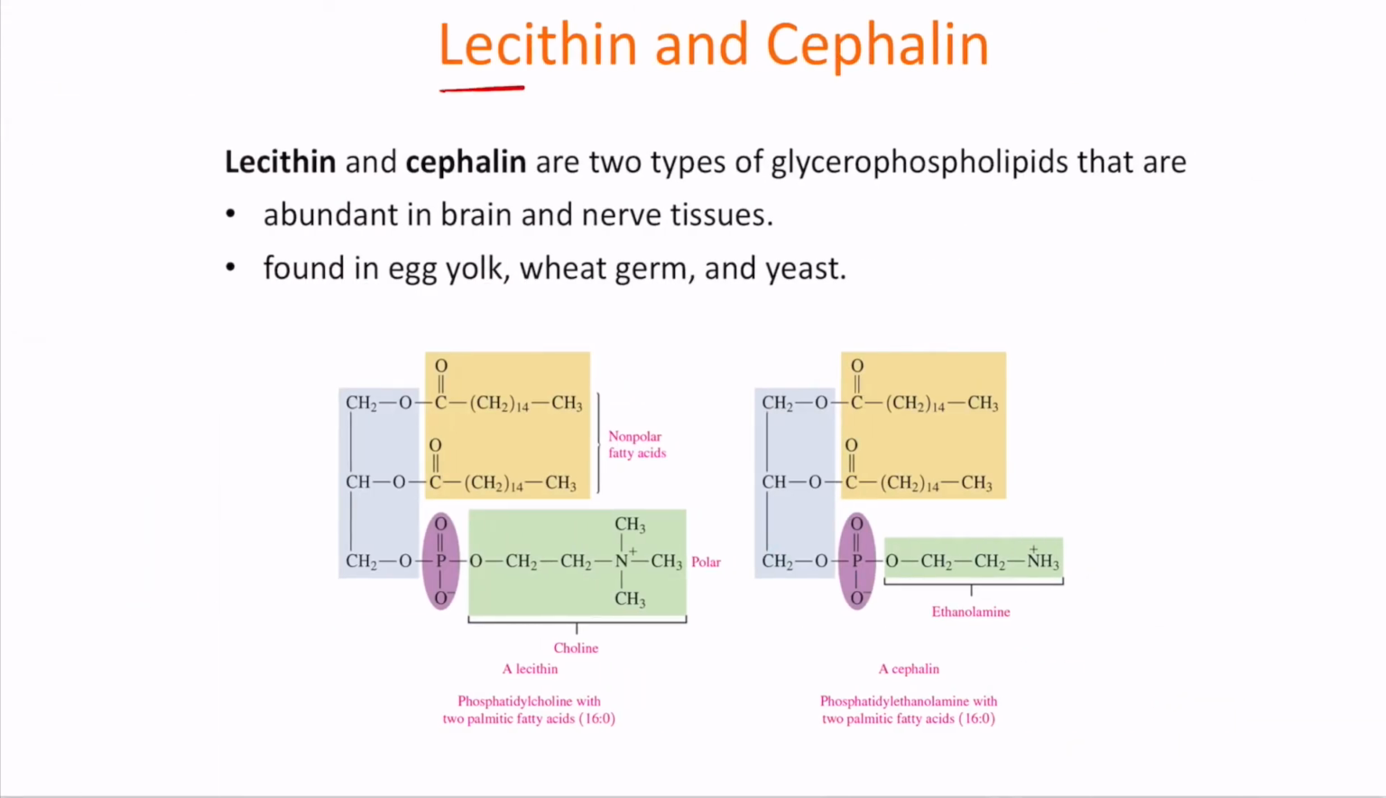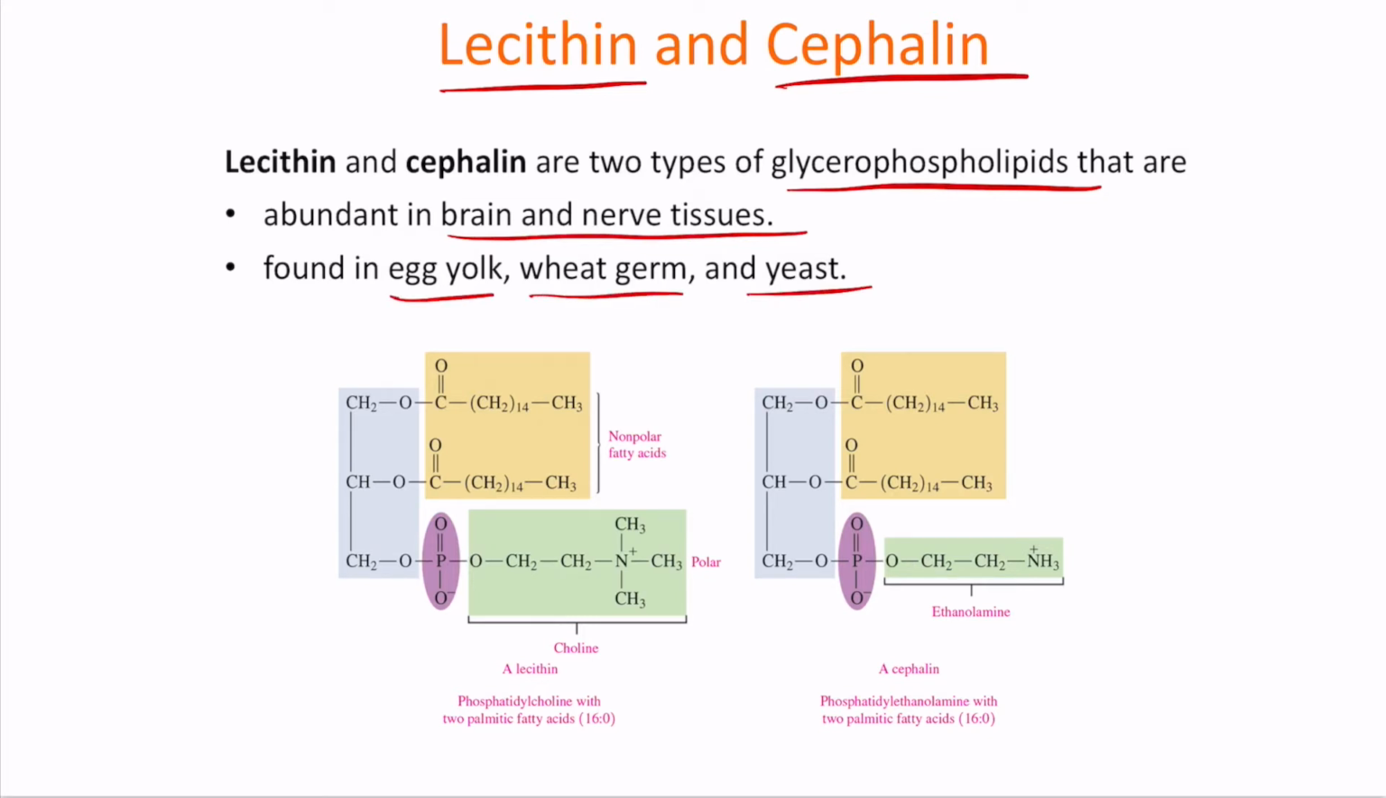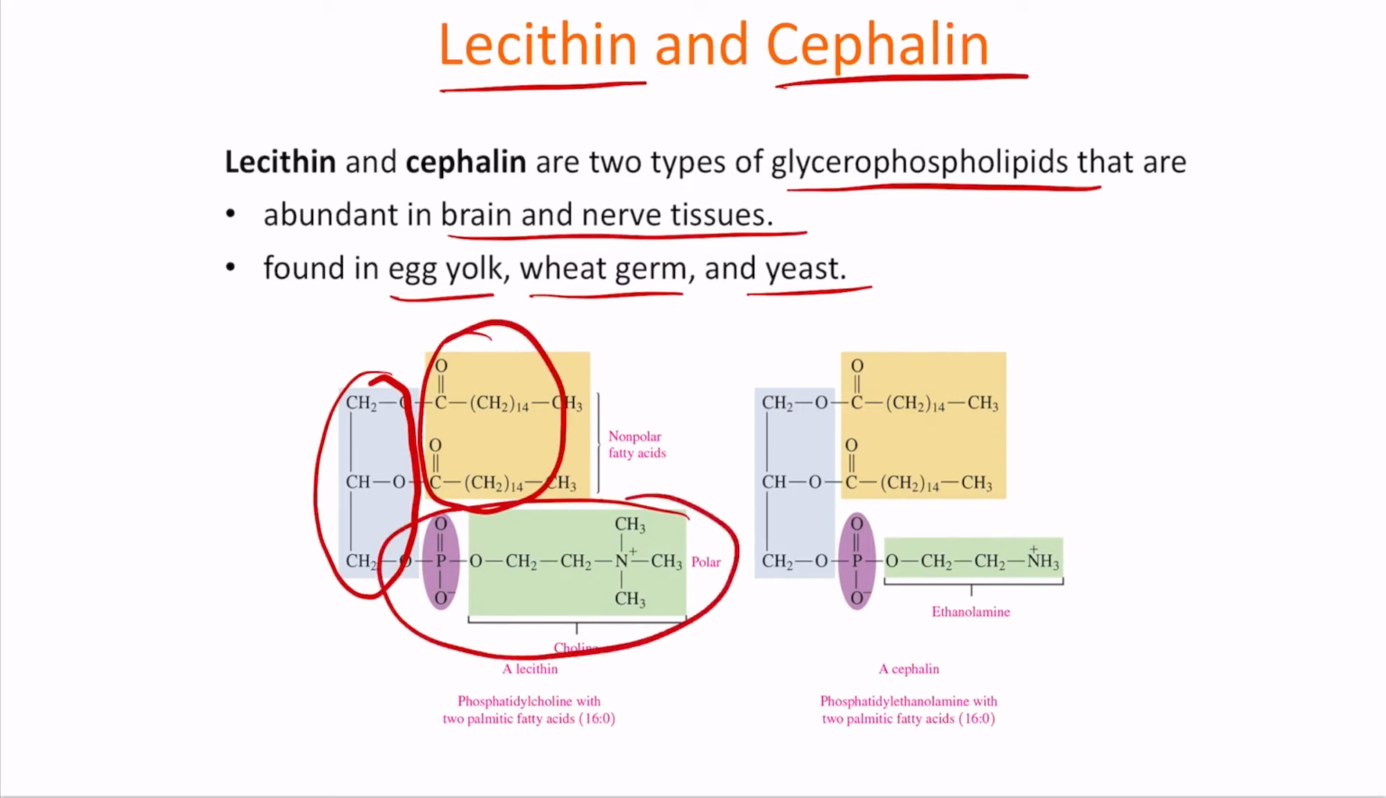Next you have lecithin and cephalin. These are 2 other glycerophospholipids. They are generally present in the brain and nerve tissue. You can also find them in egg yolk, wheat germ, and yeast. So what happens here? Lecithin has the same construction, a glycerol with 2 non-polar fatty acids with a polar choline molecule attached to a phosphate group.